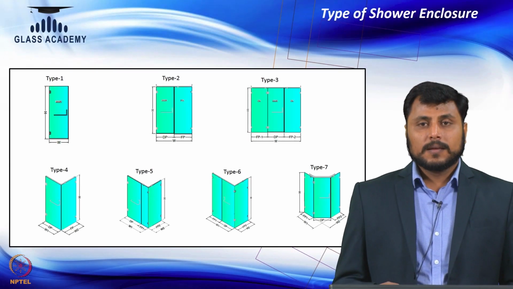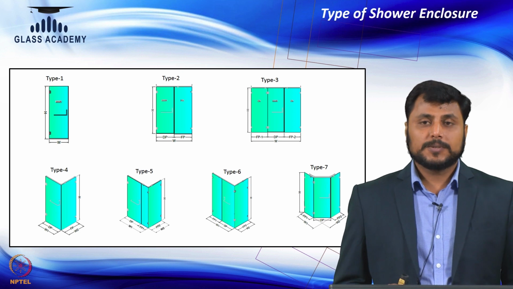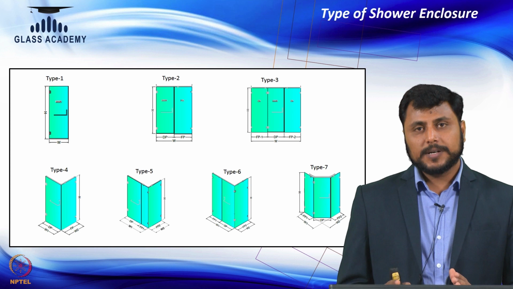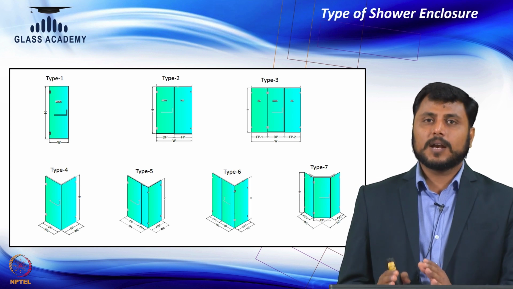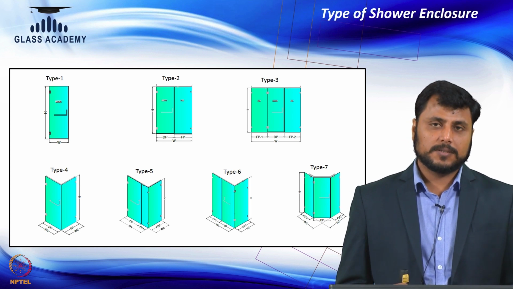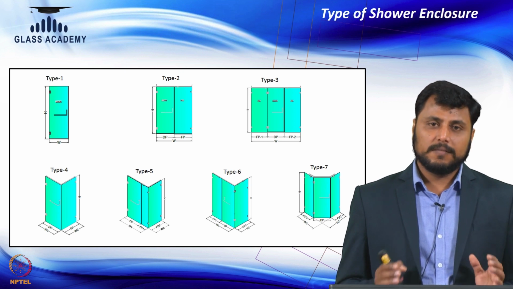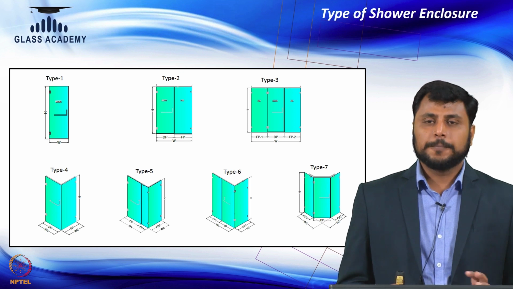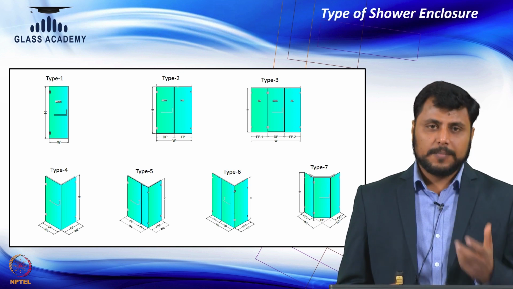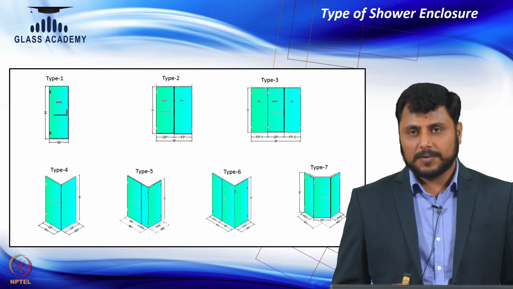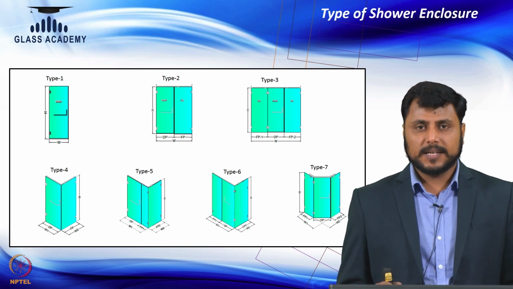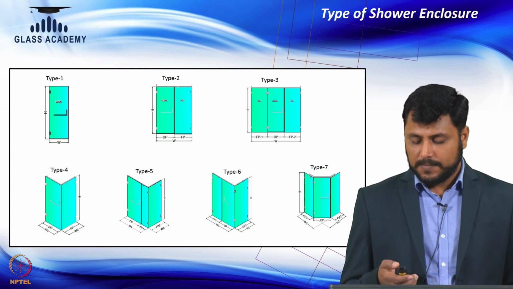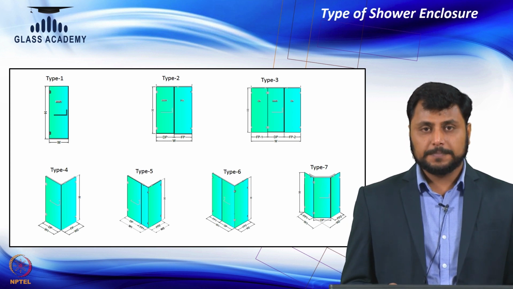Now coming to the types of shower enclosure. As of now, we understood what shower enclosure is, what are the components of a shower enclosure, what kind of glass can be selected for a shower enclosure. And all the three things have been decided. We need to understand what kind of shower enclosure can be suggested to the client. So, primarily there are 6 to 7 types of shower enclosures, which we have categorized like this: type 1, type 2, type 3, type 4, type 5, type 6 and type 7. I will take you through one by one.